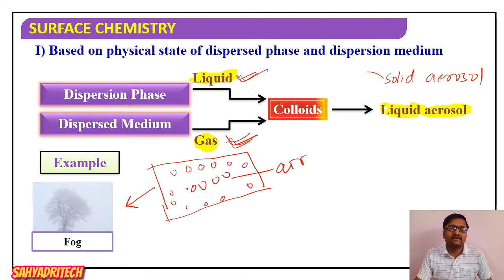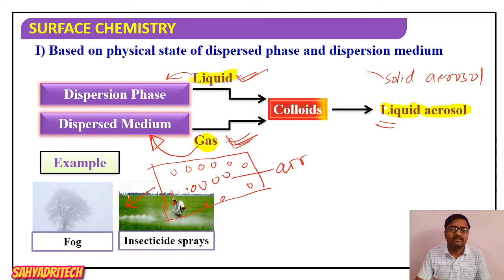So the resultant is called fog. So I repeat, what is a liquid aerosol? A type of colloidal system in which liquid is the dispersed phase while gas is the dispersion medium. Fog is a well-known example. Further, insecticide sprays. Generally, all sprays are examples for it.